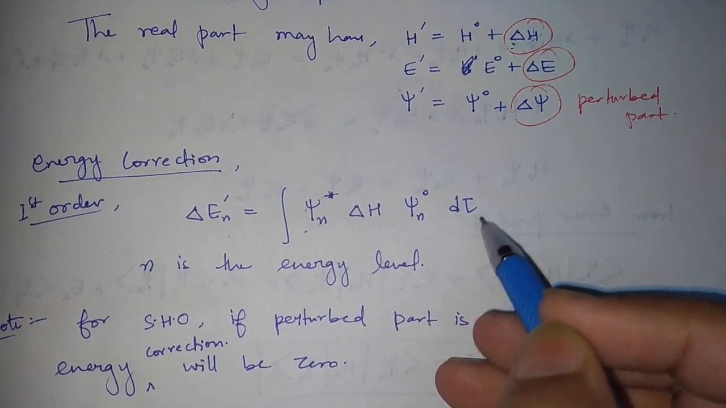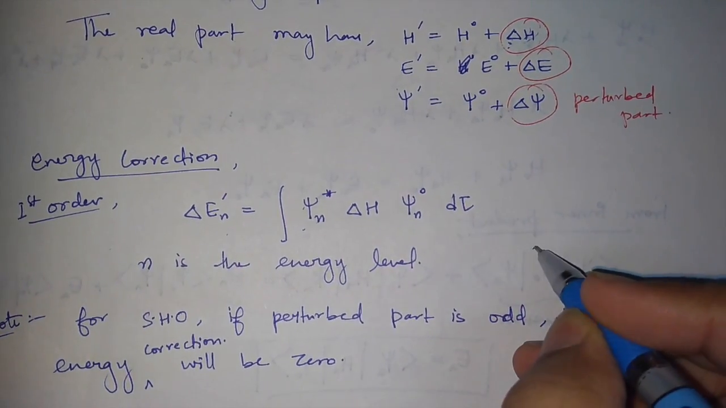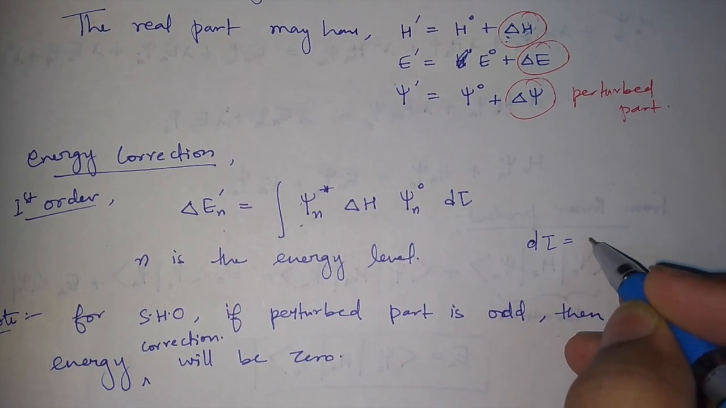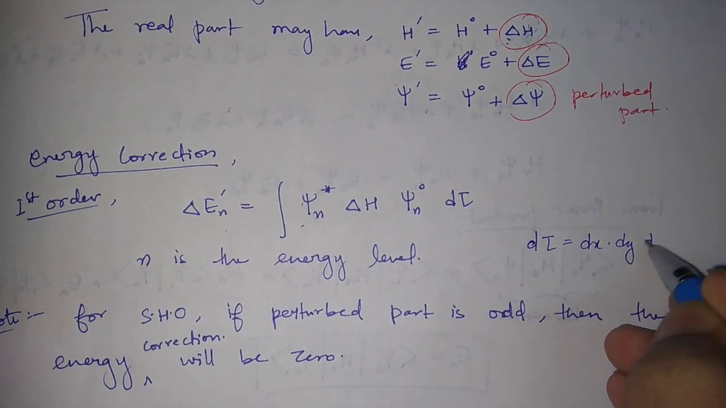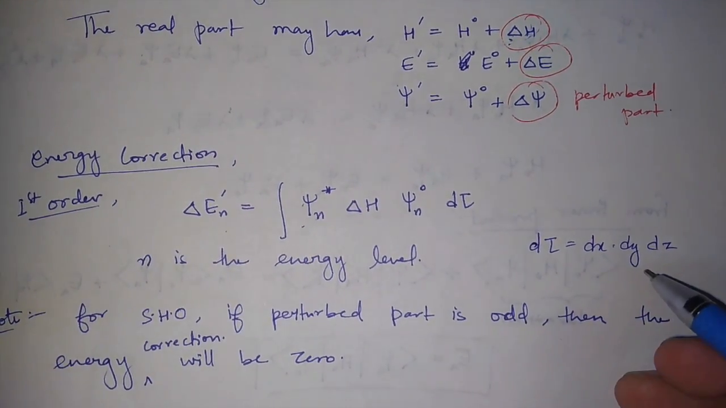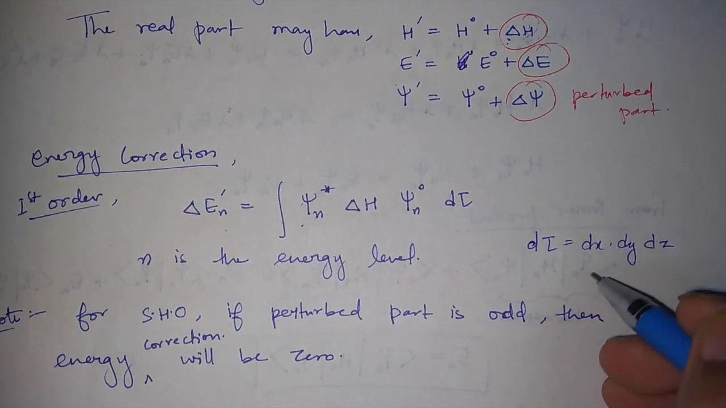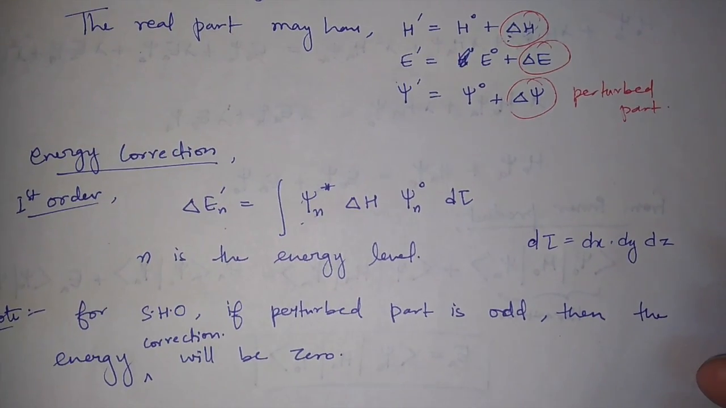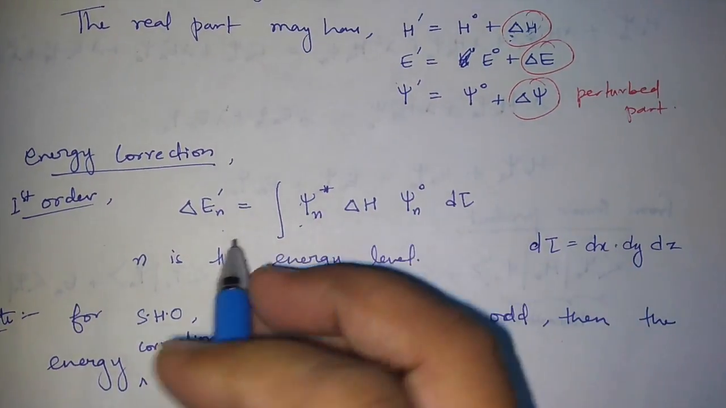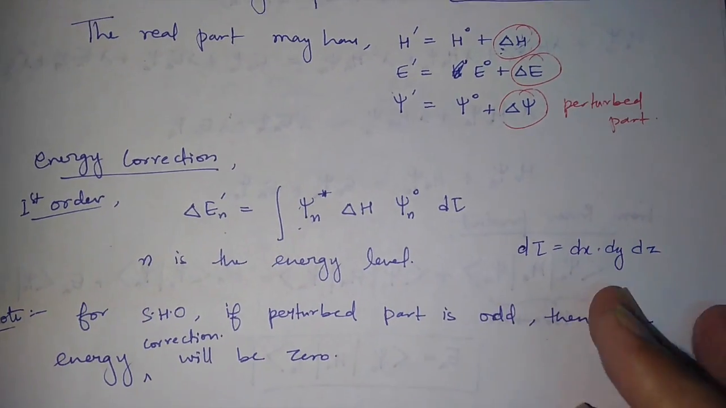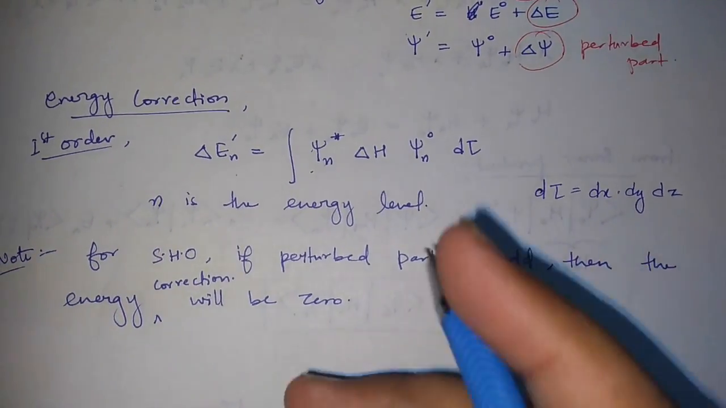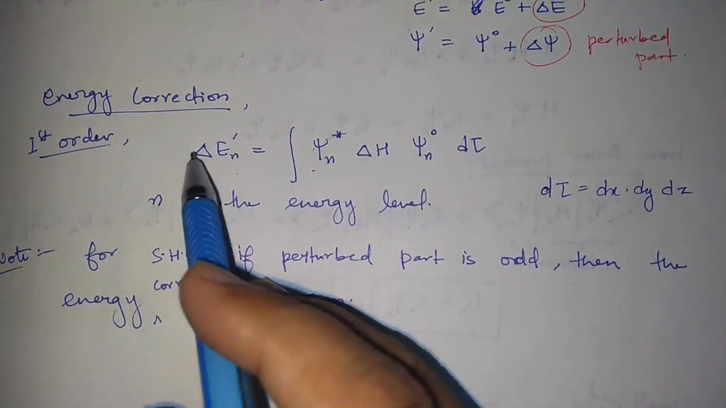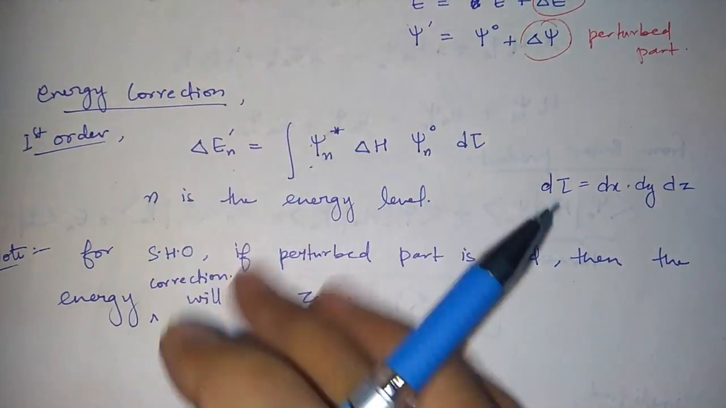d tau is for three dimensions, and you can write it as dx, dy, and dz. If you are working in a single dimension, then only dx will be there, and the rest of the terms will not be there. You all know d tau, right? And n is the energy level. So this is how the first order energy correction equation looks. I will tell you the use of it also, so don't worry about that.